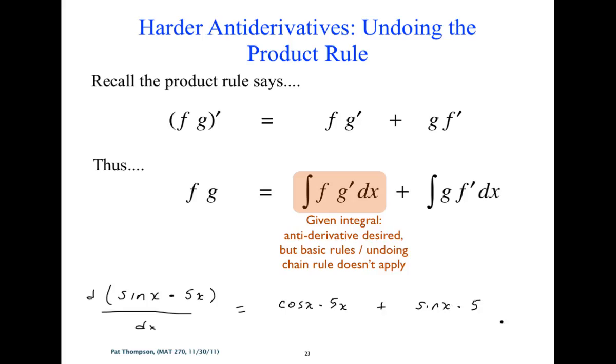You see that? So that's like someone came along and said, what's the antiderivative of cosine x times 5x? How would you figure that out? Well, I can use this. I'm using that cosine x times 5x is one of the terms in the product rule of sine x times 5x. I get that as one of my terms.